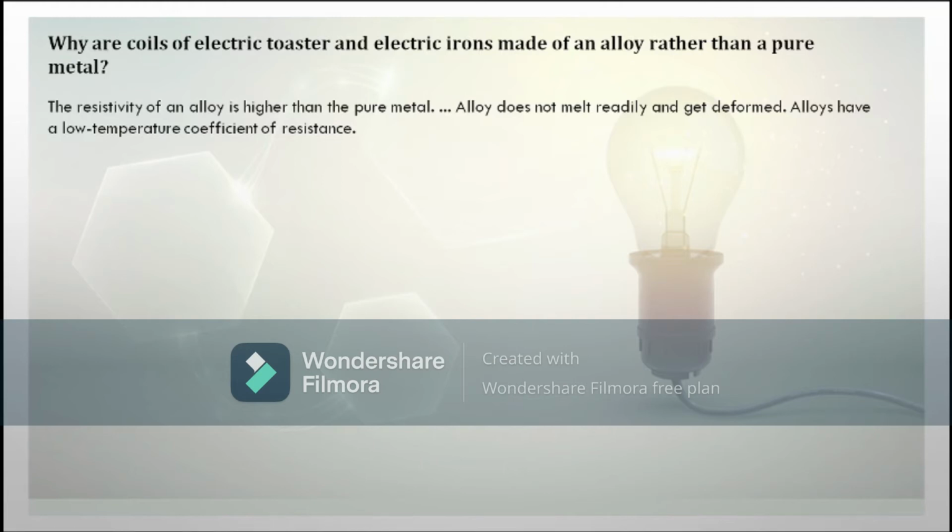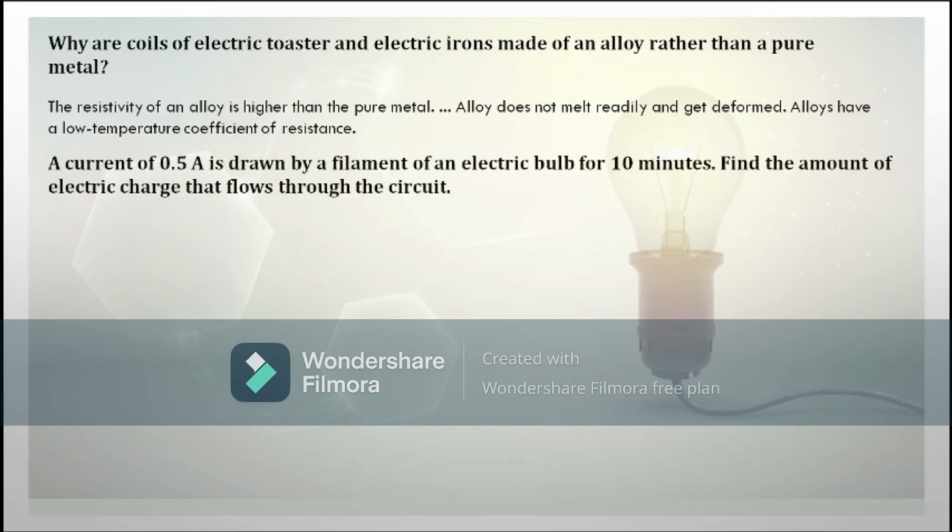The reason is, the resistivity of an alloy is higher than that of a pure metal. So resistivity is more in alloys than in pure metal, and alloy does not melt readily and get deformed. Also, the next point that you should know is, alloys have a low temperature coefficient of resistance. So these are the advantages why we use alloys for electric toasters and irons rather than pure metal.